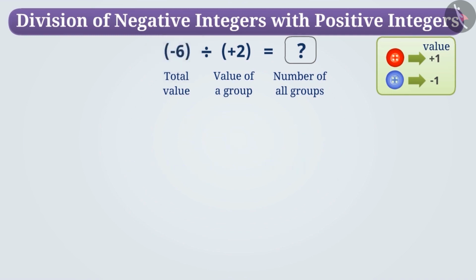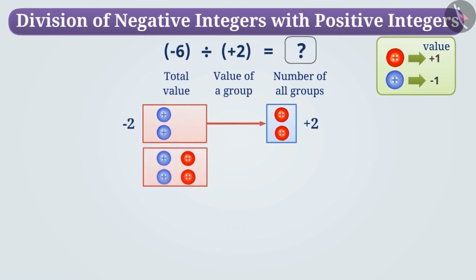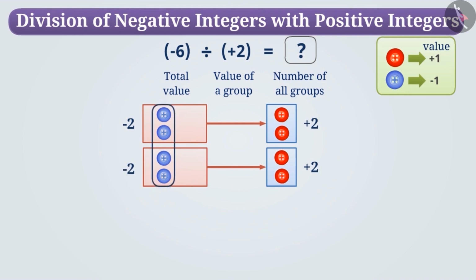To get the value of -6, we will first take 2 zero pairs. If we remove 2 red buttons from these 2 zero pairs, we get 2 blue buttons. In this way, we get a total value of -2 by subtracting the value of +2 from the zero pair. Similarly, if we take 2 more zero pairs and subtract the value of 2 red buttons, that is +2, then we get 2 more blue buttons whose value is -2. Now there are a total of 4 blue buttons whose total value is -4.